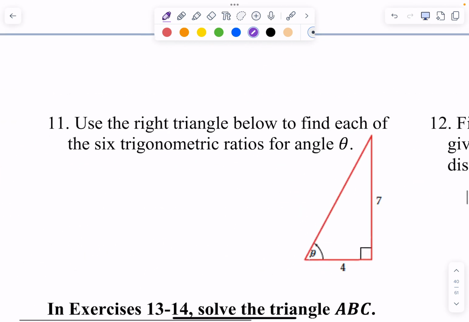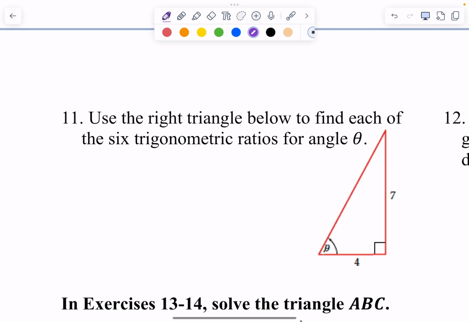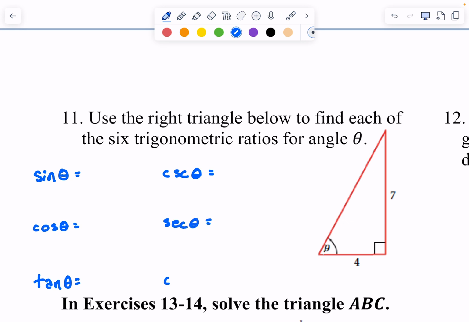No, they're not. Number 11, use the right triangle below to find each of the 6 trig ratios of angle theta. So, what are the 6 trig ratios? Sine of theta equals, cosine of theta equals, I'm using the whole page. Tangent of theta equals, what goes with sine? Cosecant. Secant of theta equals, cotangent of theta equals. It has been a hot minute. Before we start filling stuff out, if you want to write SOHCAHTOA, beautiful.